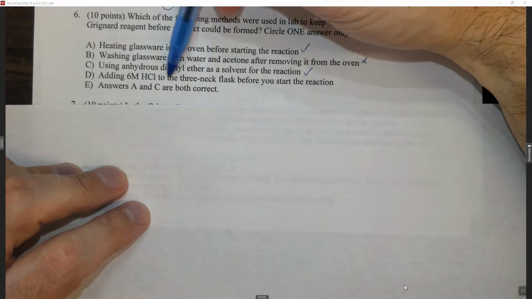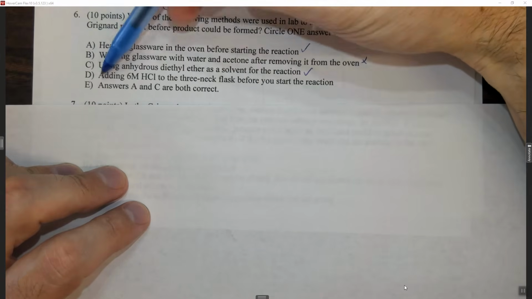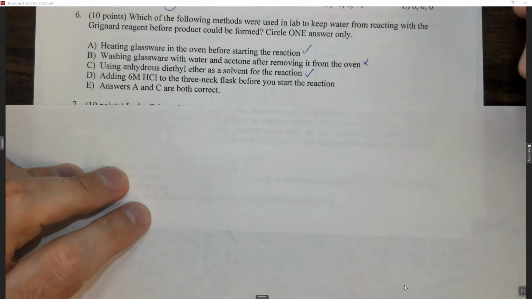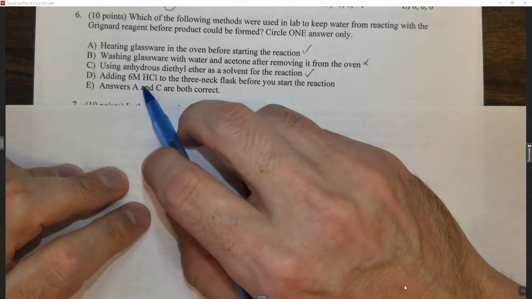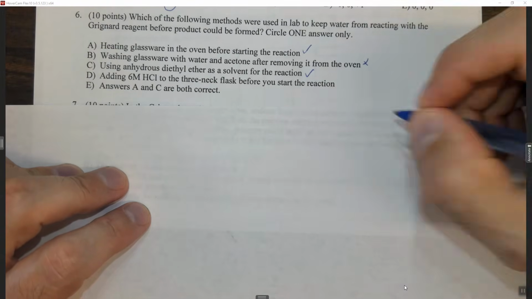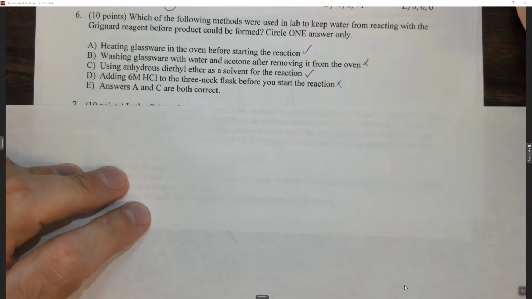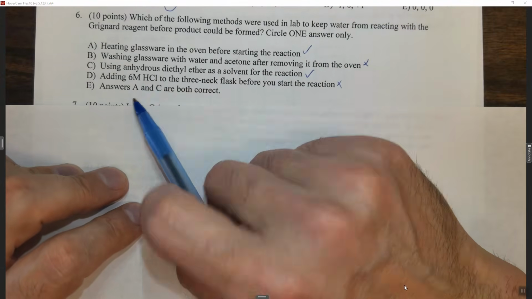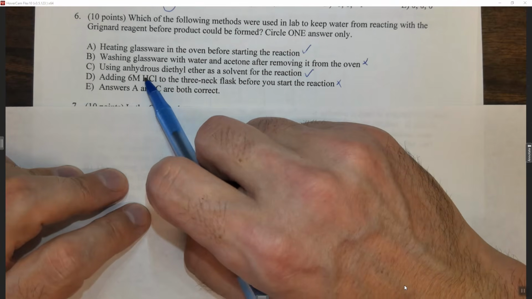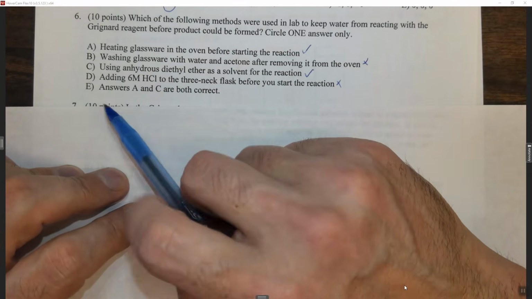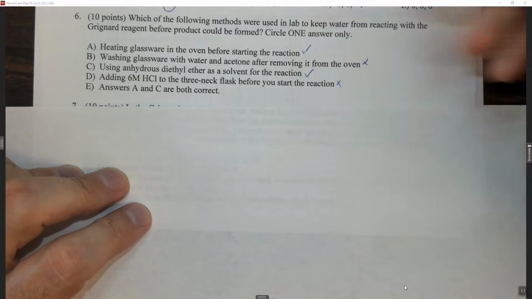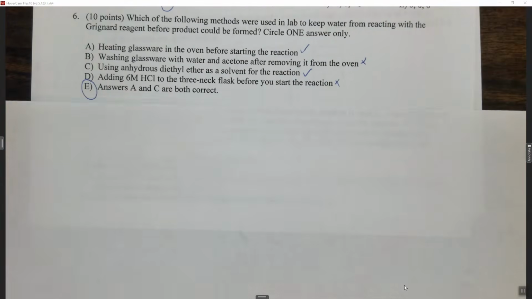Adding 6 molar HCl to the 3-neck flask before you start the reaction. Again, 6 molar HCl is a water-based thing. It's mostly water, and the solvent there is water. You don't want to add water. You actually don't want to add HCl to a Grignard anyway, because if water will protonate a Grignard, HCl will really protonate a Grignard, as we talked about back in question 3. So in this case, if we look here, A and C are your 2 correct answers. So the answer E is the best answer.